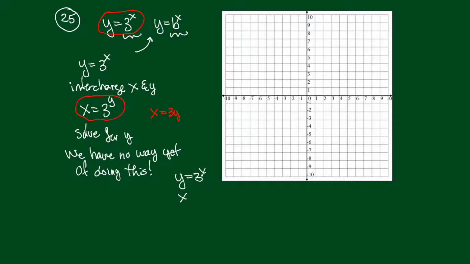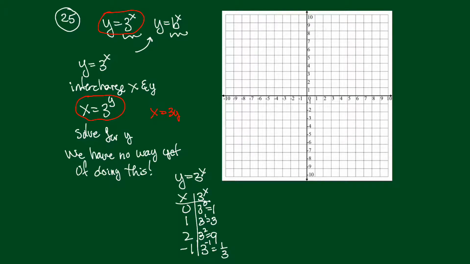So let's get a little table here. How about if we start at x equals 0, because we know what that does. 3 to the 0 is 1. When x is 1, we'll get 3 to the 1, so we'll get 3. When x is 2, we'll get 3 squared, which is 9. And if we even use negative 1, this will be a tough one. 3 to the negative 1, that's a third.